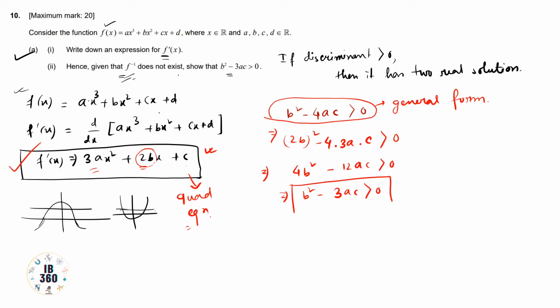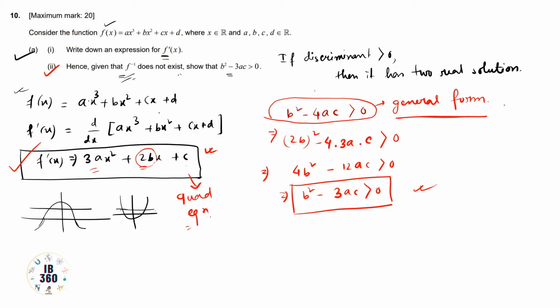So this is the second question that we needed to verify. Given that f inverse does not exist, b square minus 4ac greater than 0 will be there. I have told you that this is the general form, so don't be puzzled by this form. We put the values from the actual equation and we are getting this. So this is our answer.